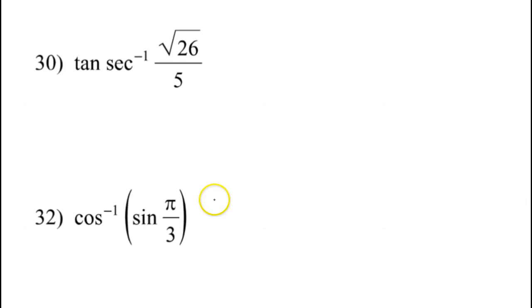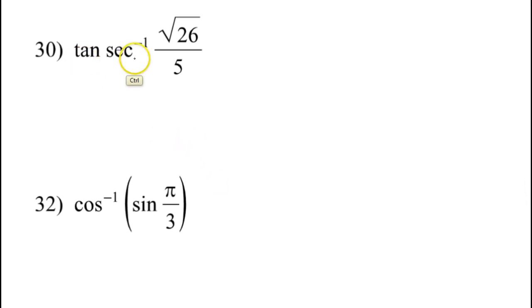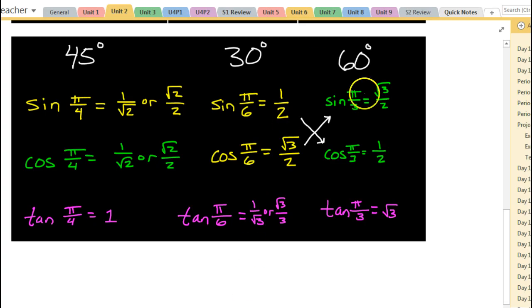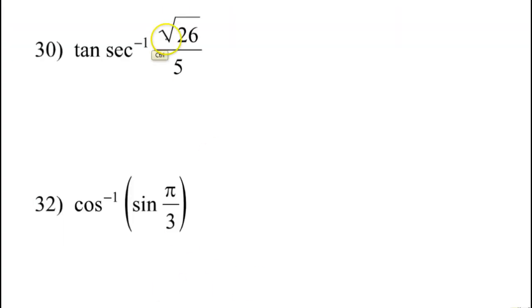All right, let's take a look at number 30. The tangent of the inverse secant of this. Now, this is not one of my special angle answers. This is not on the chart that I've memorized. So that means I can't find the inverse secant of this number. Instead, I'm going to have to draw a picture of it. Okay, so here I go.